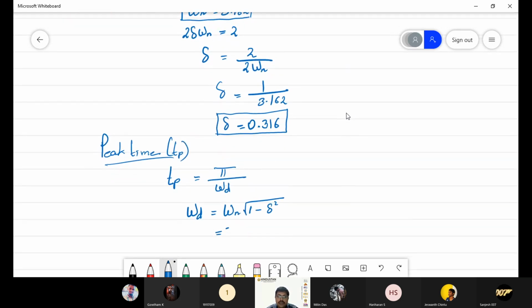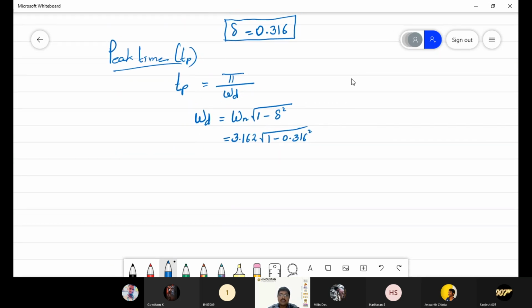So here you can substitute 3.162, and the root of 1 minus del square is 0.316 square, right? Now if you simplify this, you will get the answer. Please solve it and tell me what is the value of omega d. Once you know the value of omega d, immediately we can find the value of Tp. Can you tell me what value of omega d you are getting?